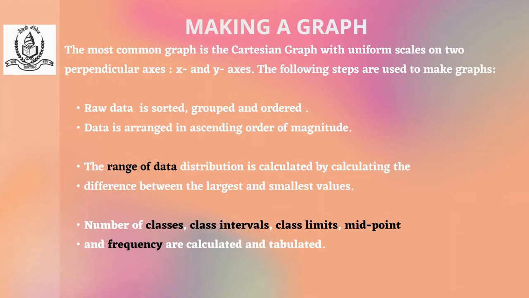Let's look at what all we need before making a graph. The most common graph is the Cartesian graph with uniform scales on two perpendicular axes x and y. We need the raw data to be sorted, grouped, and ordered, arranged in ascending order of magnitude, just as we have seen in part 1 as well as part 2 of this module. The range of data distribution is calculated by the difference between the largest and smallest values. Before we calculate frequency, we need to establish the number of classes, class intervals, define the class limits, and calculate the midpoint as well.